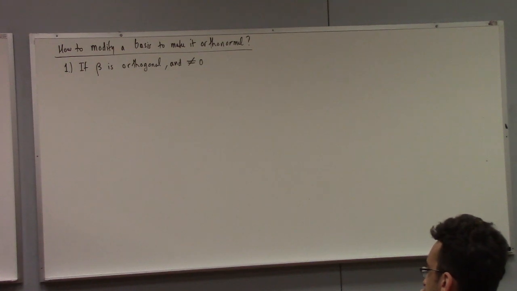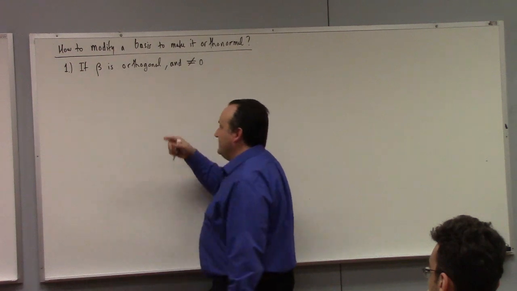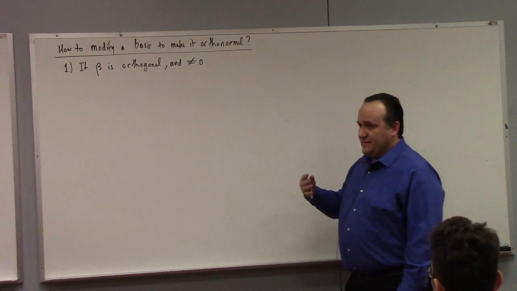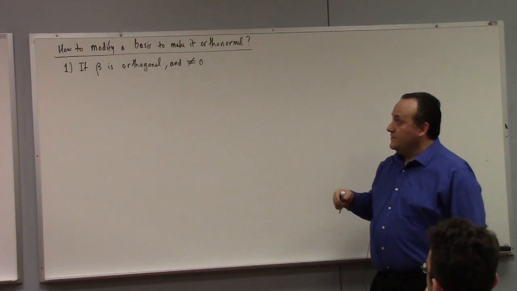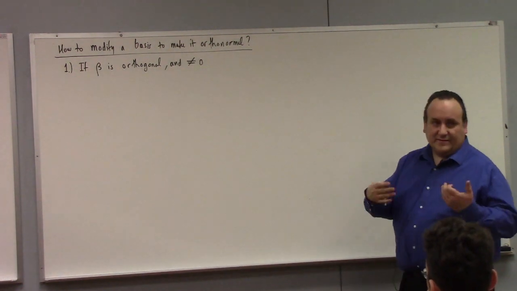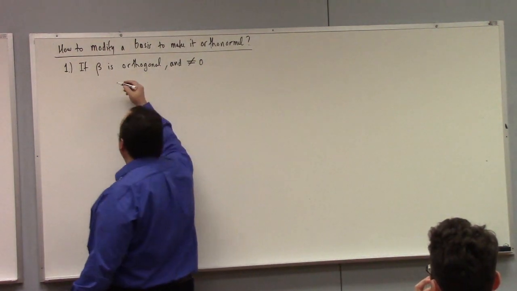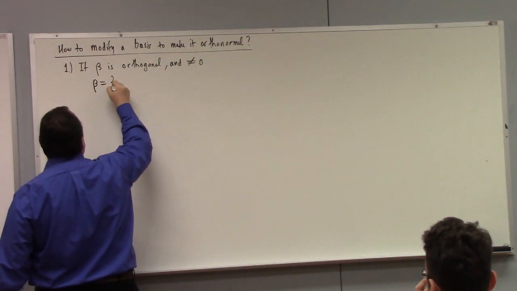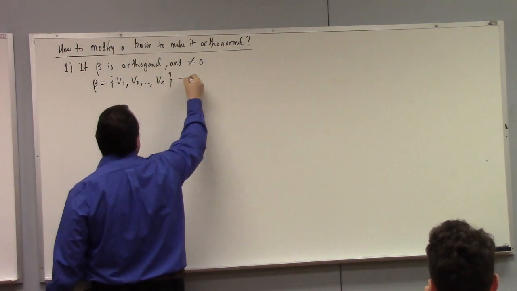But supposing beta is an orthogonal basis, which means that it's pairwise perpendicular, but not necessarily length 1. How can we elevate this to an orthonormal basis? What do we do? So let's suppose the beta is v1, v2, ..., vn. Can you guys tell me?